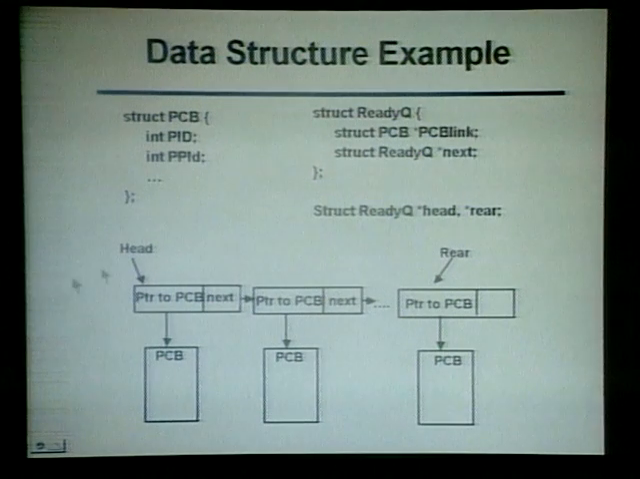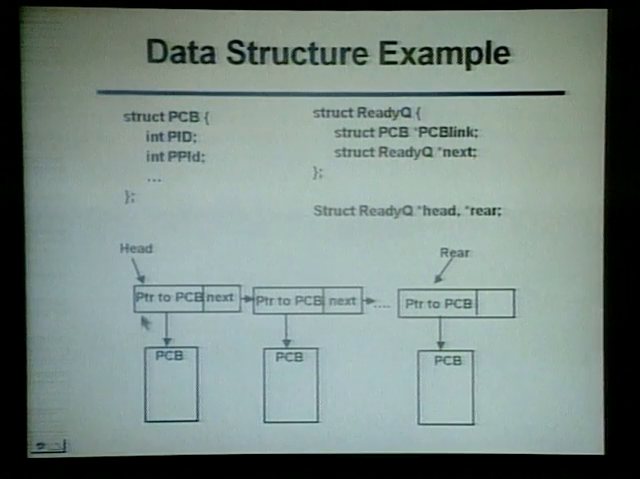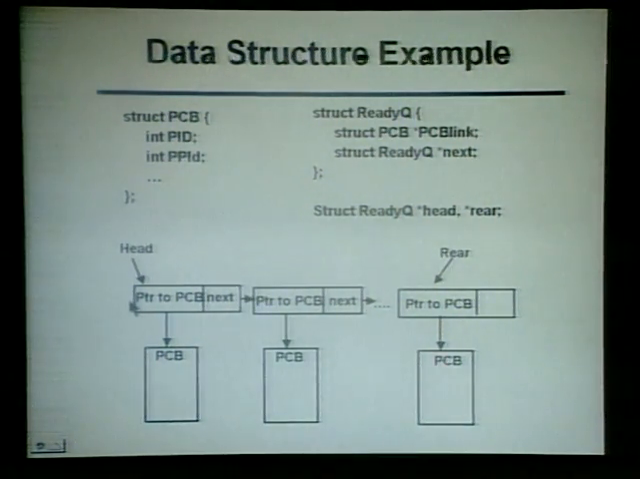So this data structure defines the structure of the PCB, which includes the process ID, the parent process ID, and other details depending on the operating system. This is the data structure we define as a struct in C language, and this is the graphical representation of it. We need to store the head pointer, which points to the first process in the queue, and of course, it is linked to the PCB of the process.